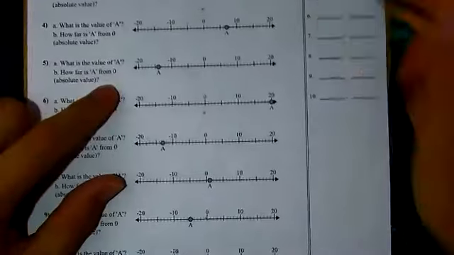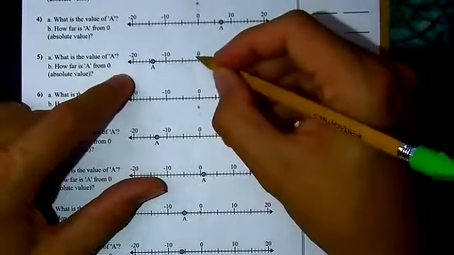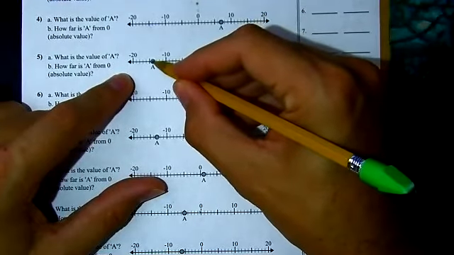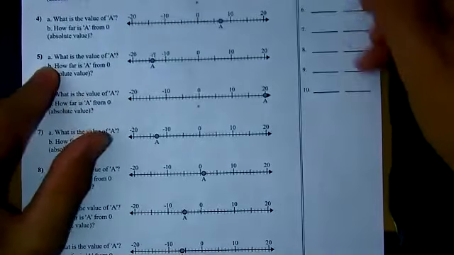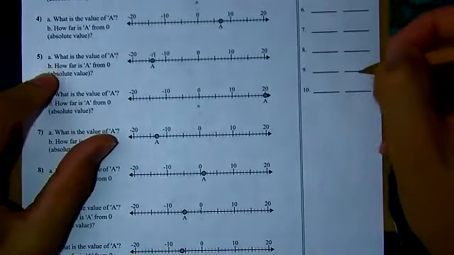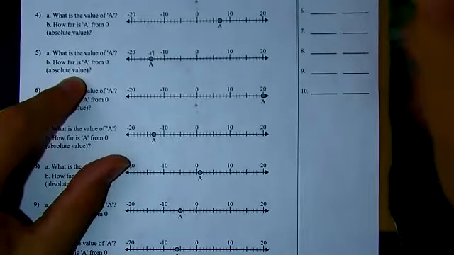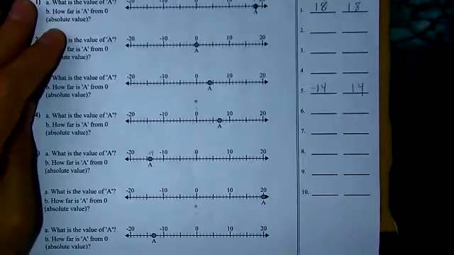Now, I'm going to skip those because those are kind of obvious. So again, here, you got 10 here, 11, 12, 13, 14. So that's actually -14 for number 5. But then they say, how far is A from 0? Absolute value. It's just going to be 14. So I'll leave that worksheet for you to practice. And then there's this worksheet.